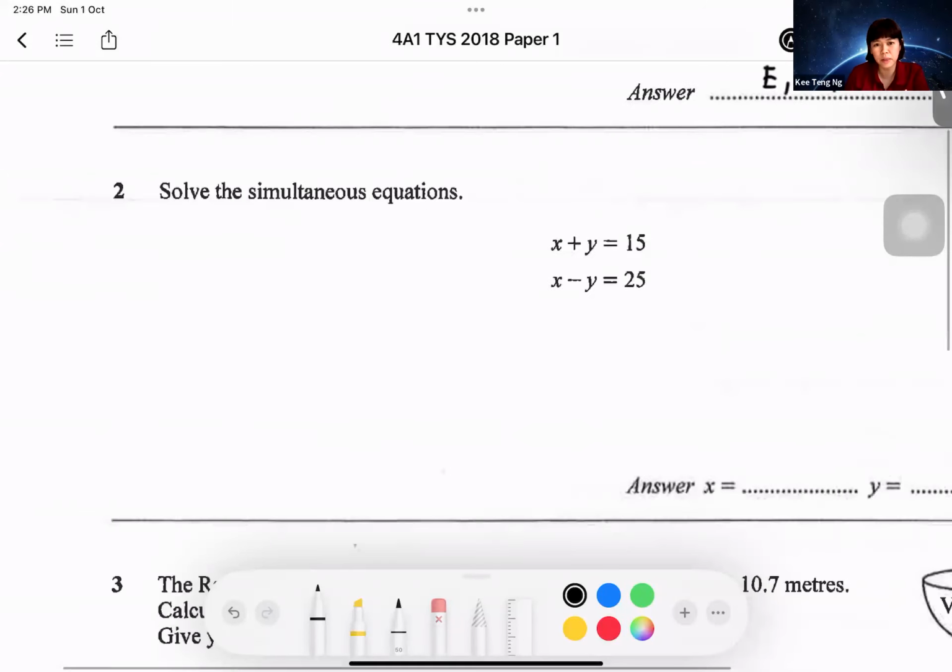Next, solve the following simultaneous equations. To solve them, there are 2 methods. In the first method, we will use substitution. If we do substitution, we can make something the subject. You notice that Y or X is just a number on its own, so you can make X equal to something or Y equal to something. For convenience's sake, I'll make X the subject.